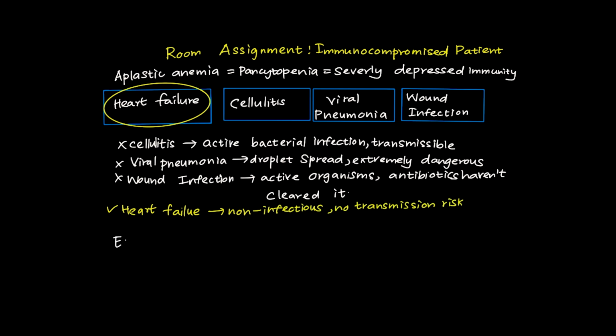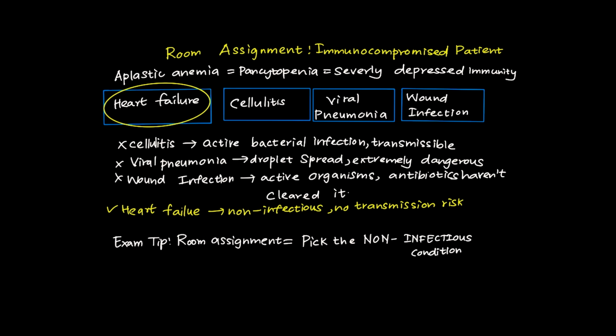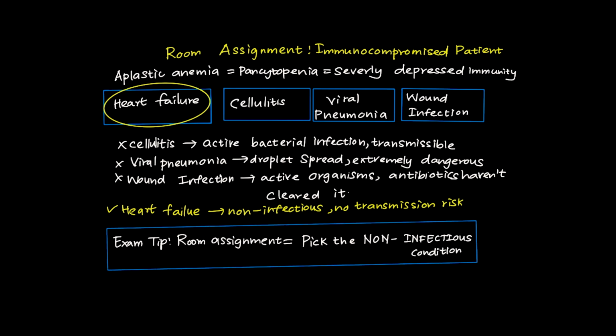Here's a WGU D454 OA exam tip for you. For room assignment questions, your job is to pick the patient with a non-infectious condition. Scan the options and eliminate every choice with any active infection, bacterial, viral or otherwise. Recall hook. Immunocompromised gets the non-infectious neighbour.